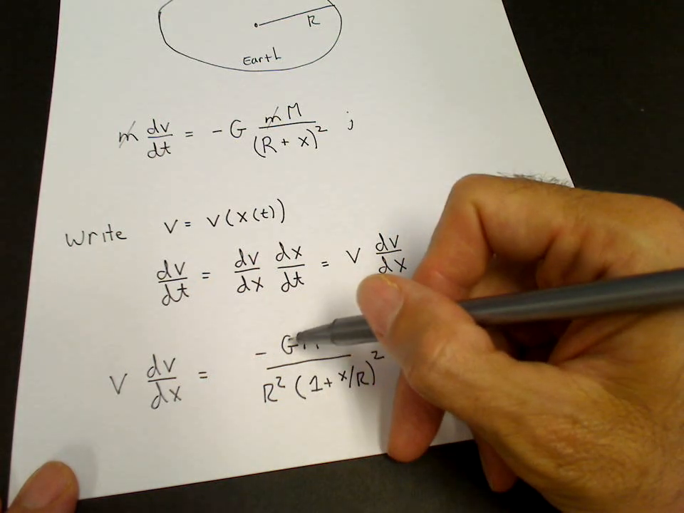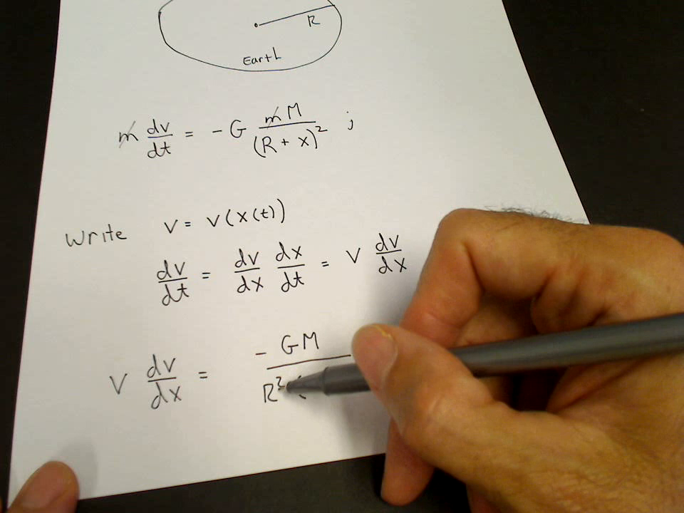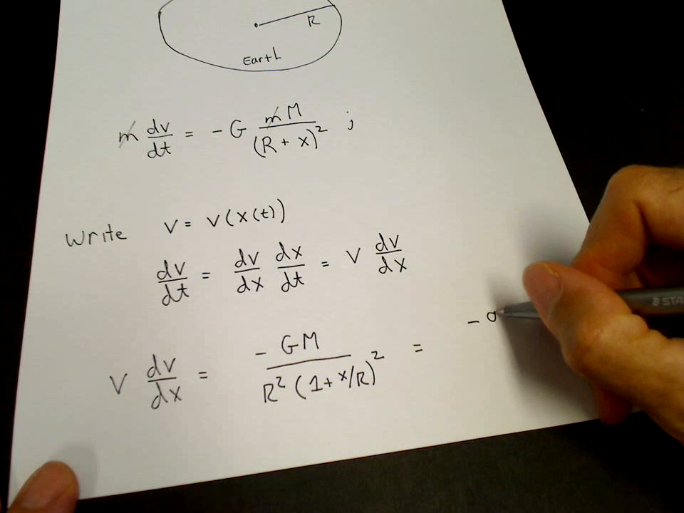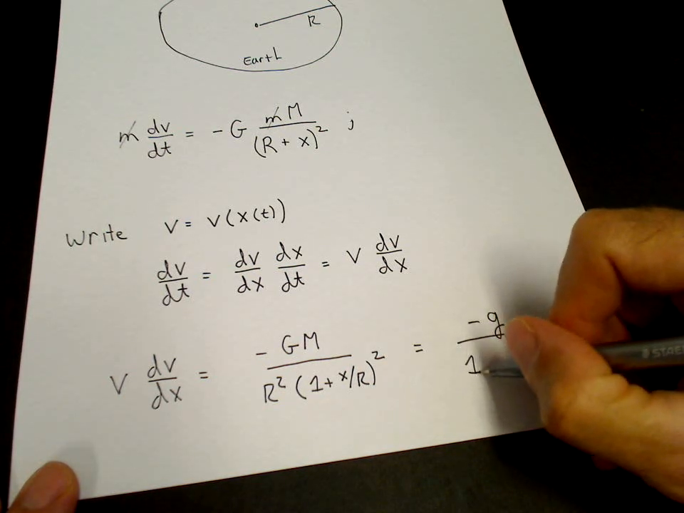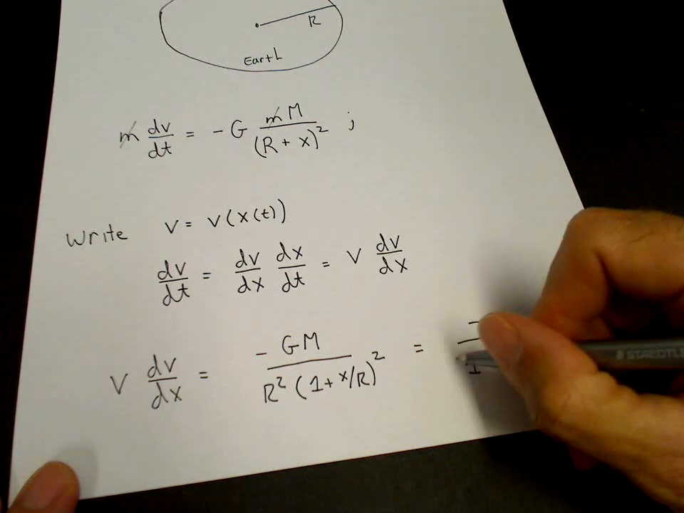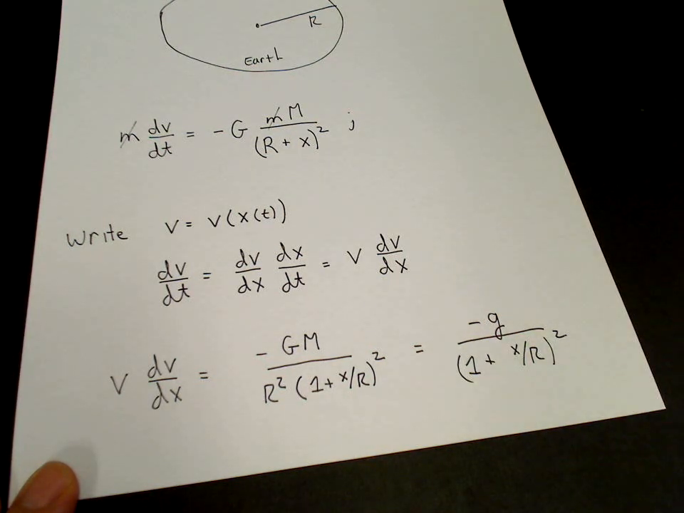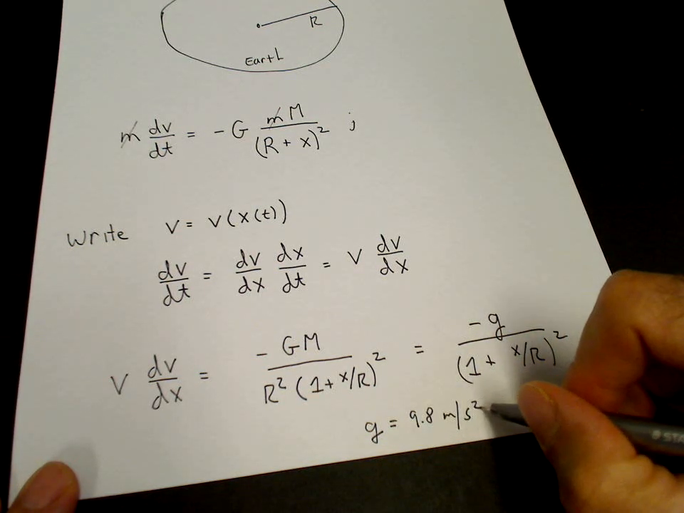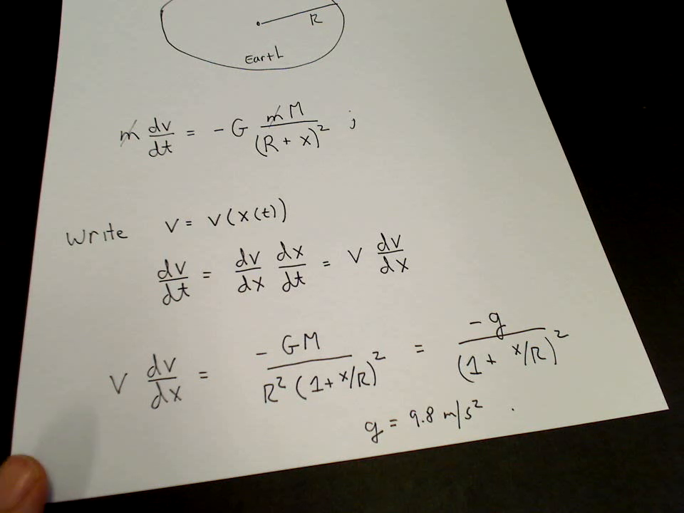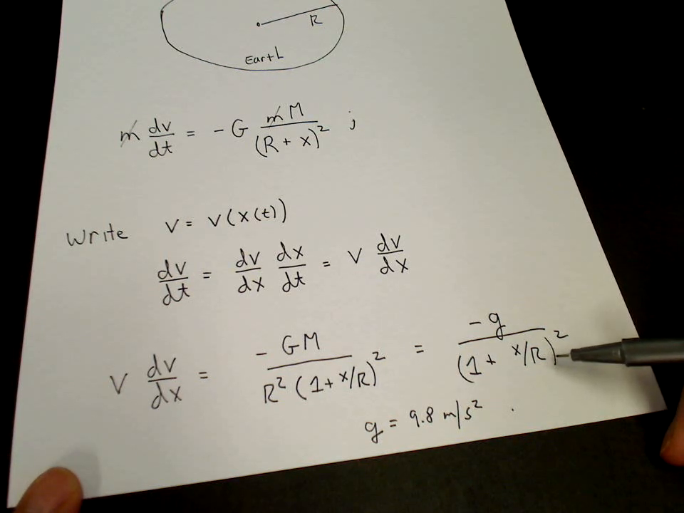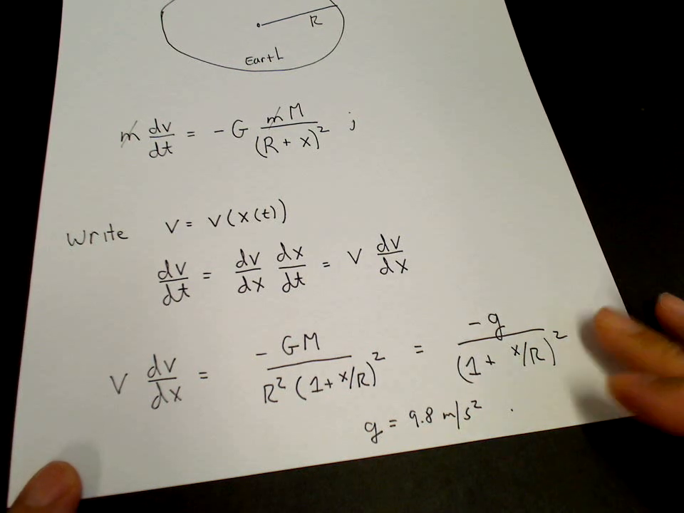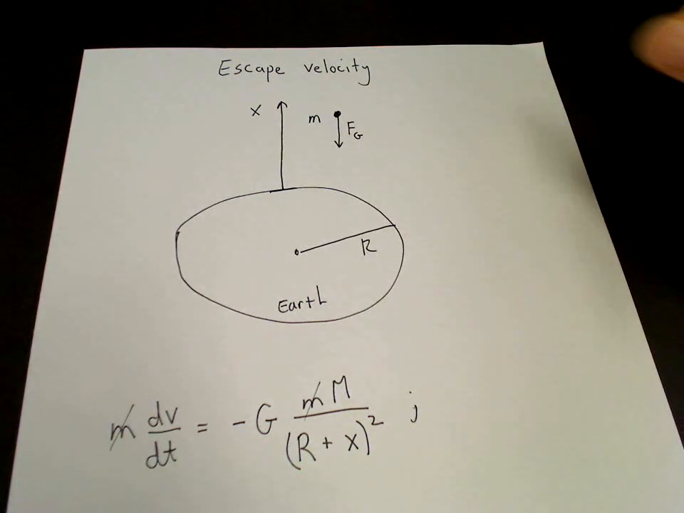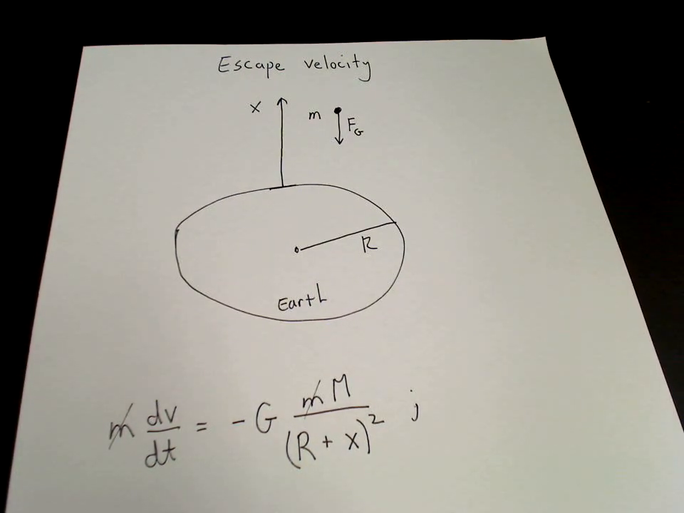So that minus big G times the mass of the Earth divided by the radius squared of the Earth is what we call little g. So this one we can write as minus little g over (1 plus x over r) squared. Little g is, as always, 9.8 meters per second squared. We still need to know the radius of the Earth, however. So that becomes our differential equation for the velocity of this mass as a function of position.